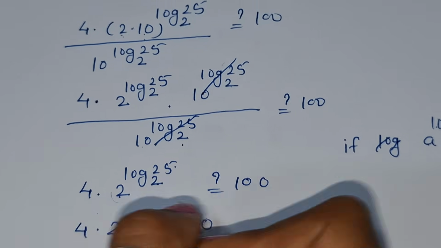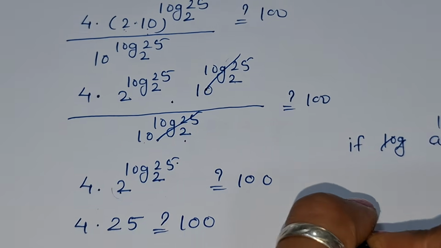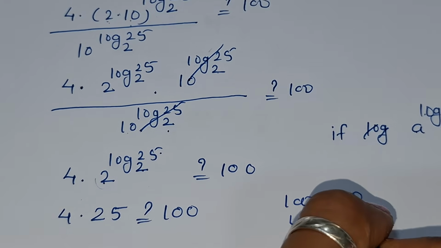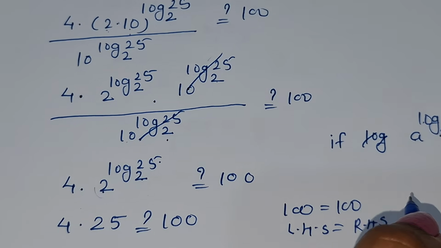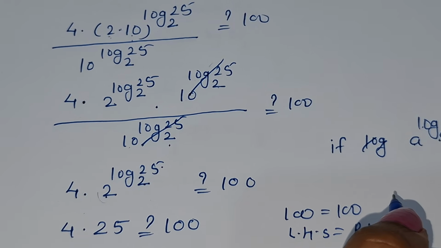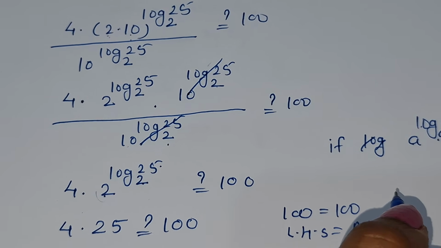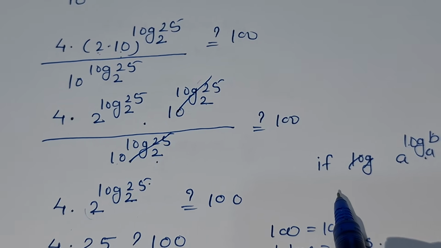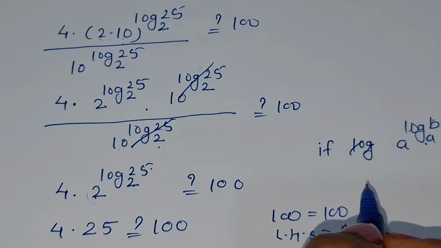Now 25 4s are 100, so we can say 100 is equal to 100 here, LHS is equal to RHS. So we can say the value of x is equal to 2 plus 2 log of 5 to the base 2 is the correct solution for this equation. It is verified here. Thank you.